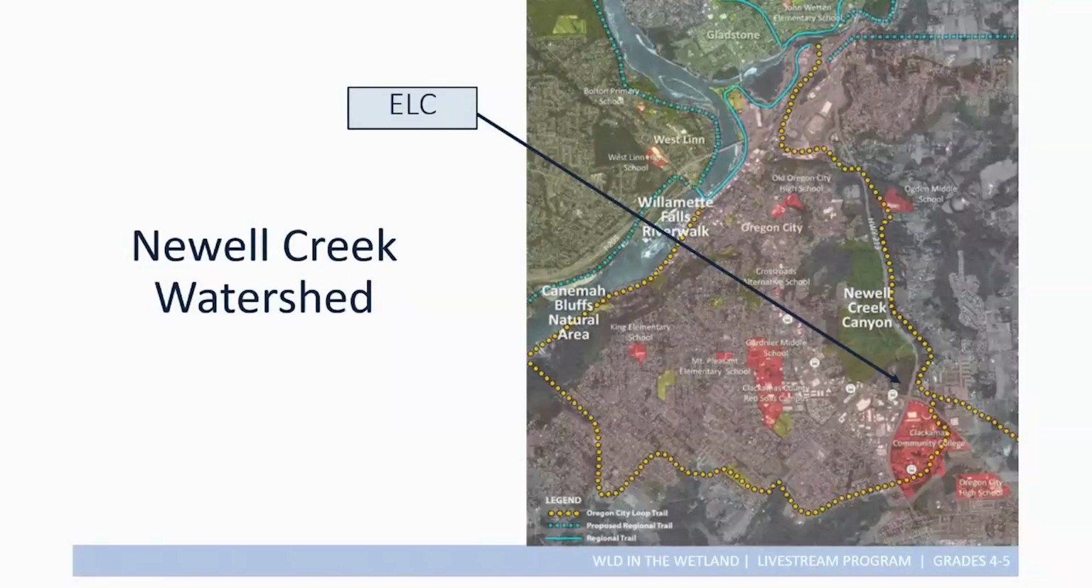And a landscape is a large area of land that has multiple different habitats. So that could be the Newell Creek watershed. And over that landscape, there's forests and wetlands and other types of habitats. So that's what a landscape is.